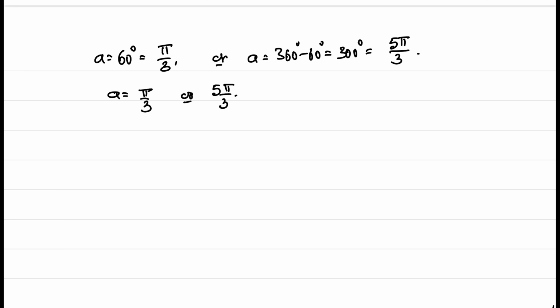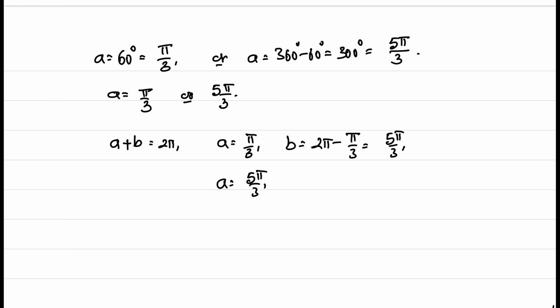Then what will be the value of b? A plus b is equal to 2 pi. When a is equal to pi by 3, b is equal to 2 pi minus pi by 3, that is equal to 5 pi by 3. And when a is equal to 5 pi by 3, b is equal to 2 pi minus 5 pi by 3, that is equal to pi by 3.